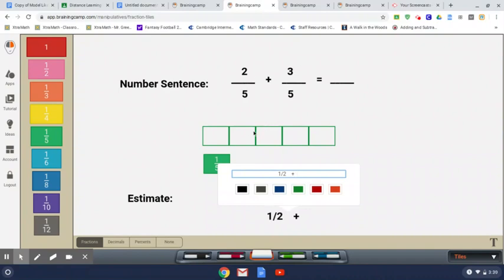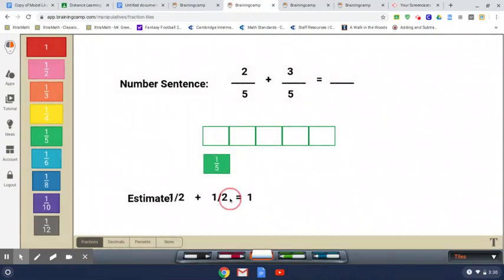And 3/5, 1, 2, 3, is also about a half. So I know that 1/2 and 1/2 equals one whole. So I think my answer is going to be around a whole candy bar.